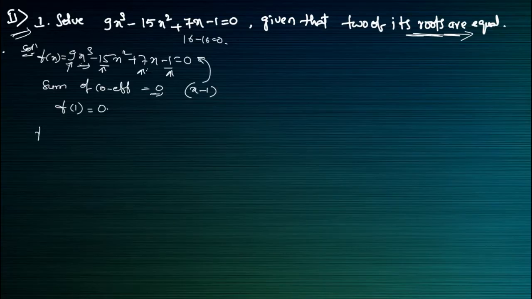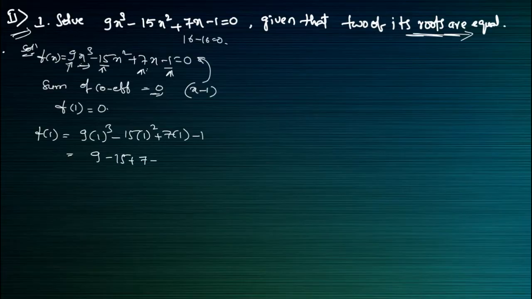So f of 1 is equal to 9 into 1 cube minus 15 into 1 square plus 7 into 1 minus 1. So here this will become 9, then 15, plus 7 and minus 1. Total: 9 plus 7 is equal to 16, minus 1 minus 15 is equal to minus 16. 16 minus 16 is equal to 0.